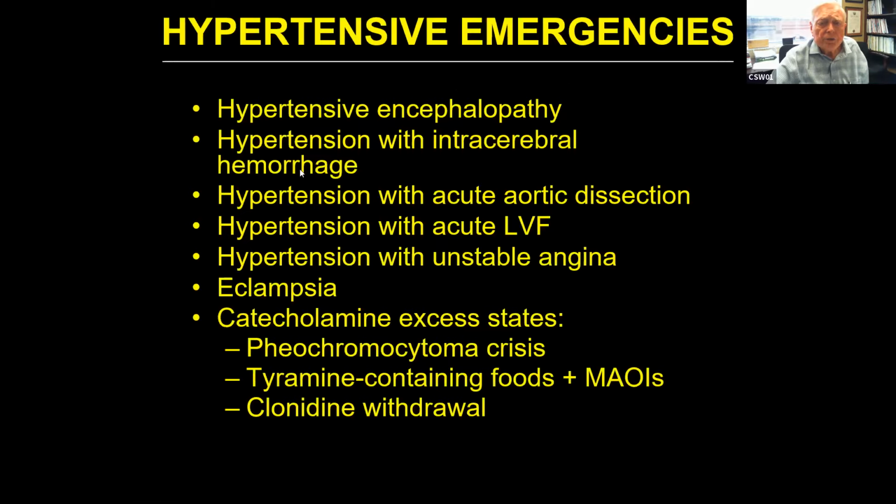So there are a number of situations that can lead to hypertensive emergency, of which hypertensive encephalopathy is one of the worst we'll talk about. Hypertension with cerebral hemorrhage, with acute dissection of the aorta, left ventricular failure, unstable angina, eclampsia, or situations in which there's catecholamine excess, such as pheochromocytoma crisis, tyramine-containing foods when somebody is taking an MAOI, and as you know, the psychiatrists have got keener again on prescribing these drugs, so we'll probably see some more of this.